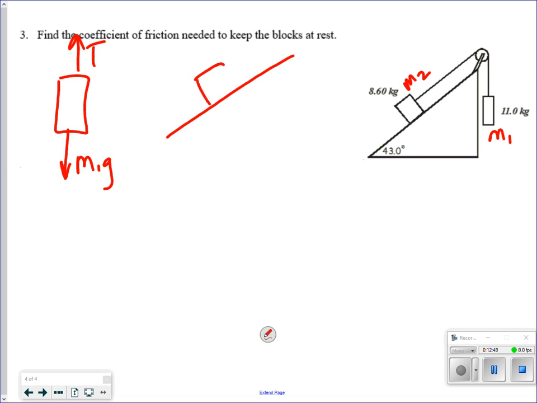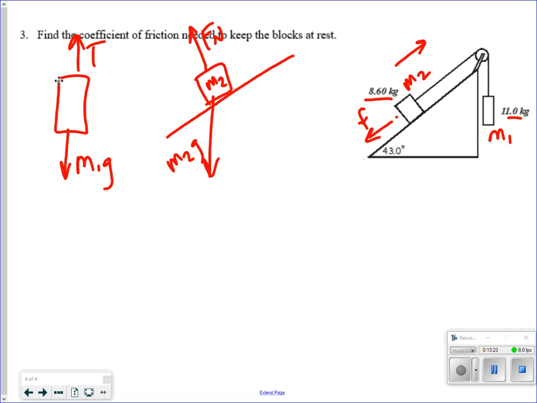When you're dealing with M2, we've got going straight down M2G, and we've got normal, and we're looking for the coefficient of friction to keep the blocks at rest. Since they tell us how much smaller that one is compared to this, you know it wants to go that way. If you didn't have any friction, you would be going this way. So that means your friction's got to be going this way in order to help prevent the motion, right?